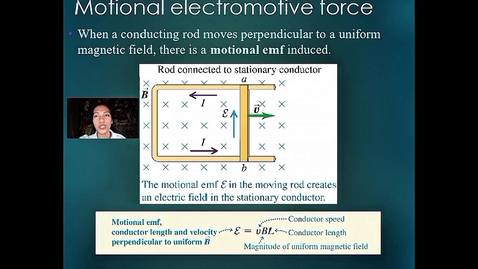Next slide is the motional EMF. Motional EMF occurs when a conductor moves through a magnetic field. The motion causes charges in the conductor to experience a magnetic force, creating a voltage. This is another way EMF can be induced without changing the magnetic field itself.